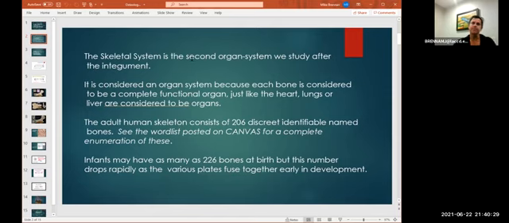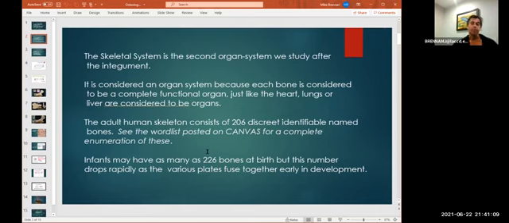So the skeletal system, it's considered an organ system. And remember, an organ system consists of multiple interacting organs. Each and every single bone is considered to be a complete functional organ, just like the heart, lungs, liver, brain, pancreas, kidney, spleen, you name it. So the adult human skeleton consists of 206 discrete, identifiable named bones. And again, I have a word list posted on Canvas for a complete listing of these. That word list is in the lab shell of the course there.